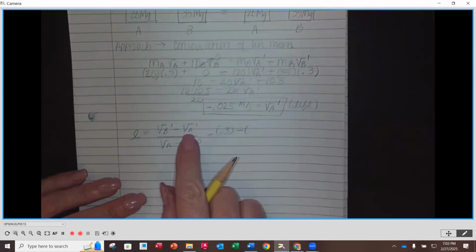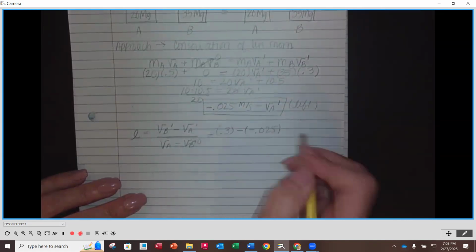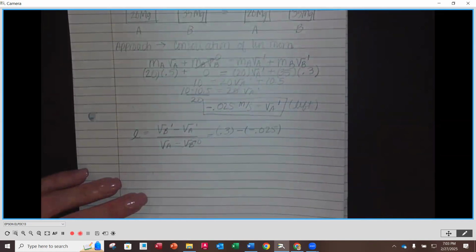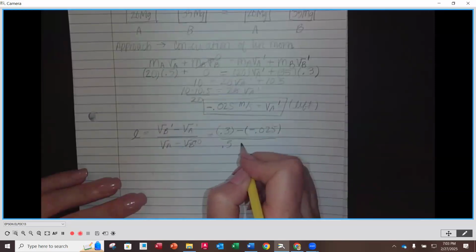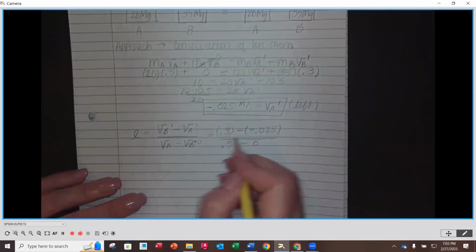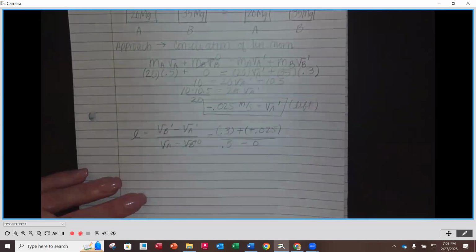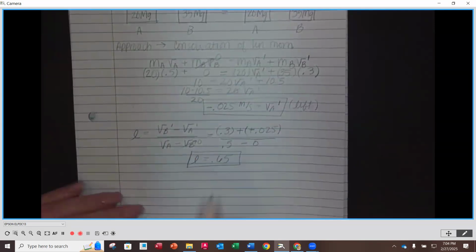minus velocity A prime, which is a negative 0.025. Divided by velocity A, which was 0.5, and then minus 0. So if you do the math here, this becomes positive. Our coefficient of restitution is going to be 0.65.